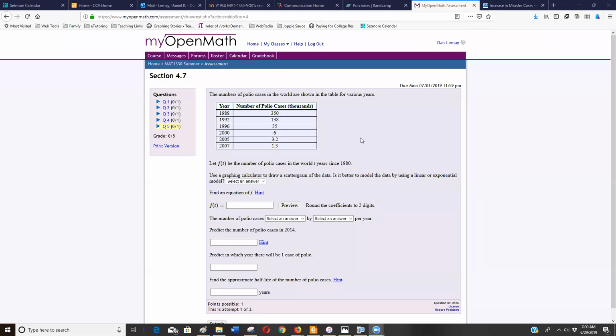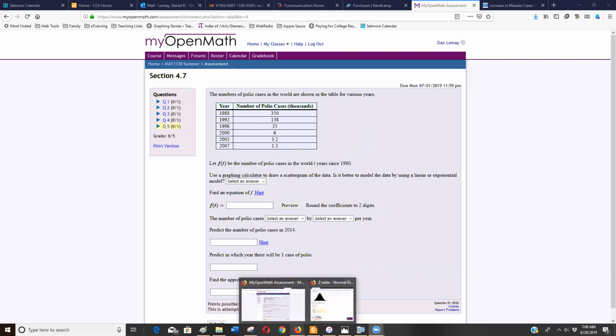So I had a student ask me about this question in math, and this is an exponential decay question. This isn't randomly generated, so I kind of don't want to do this question, because once I do it, you'll have the answer. So I'm going to do a similar question.